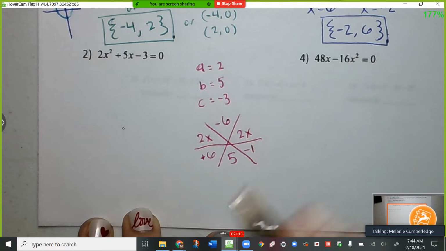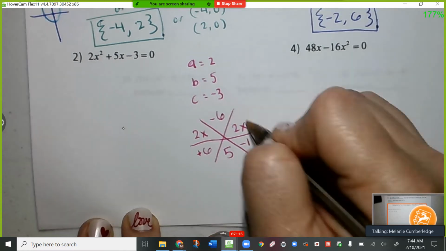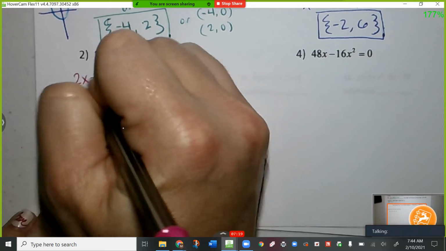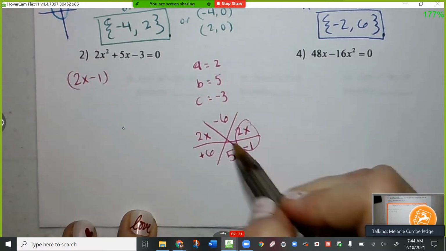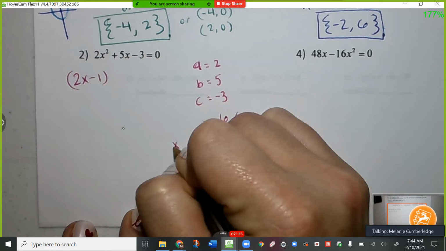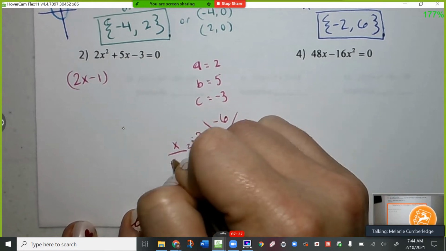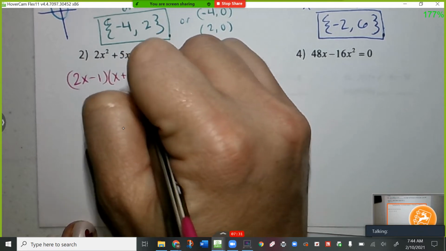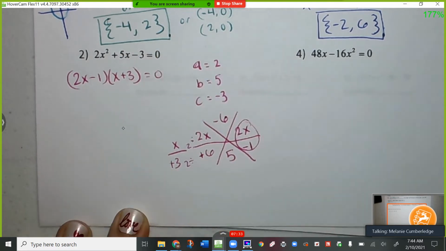Now, here, 2 over 1 does not simplify, so that is one of my factors. Okay, but 2 over 6 does. You can take 2 out of both of those. So this ends up being x over positive 3. We get x plus 3. And there's our factors.